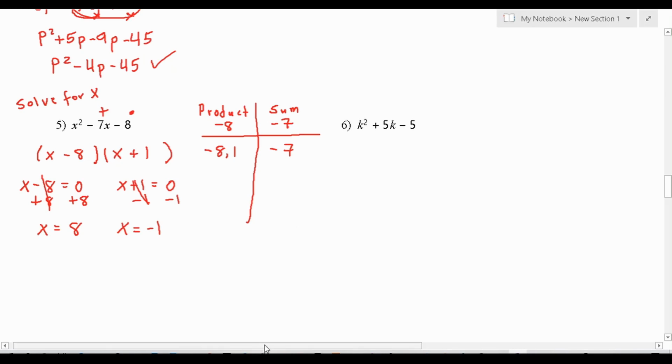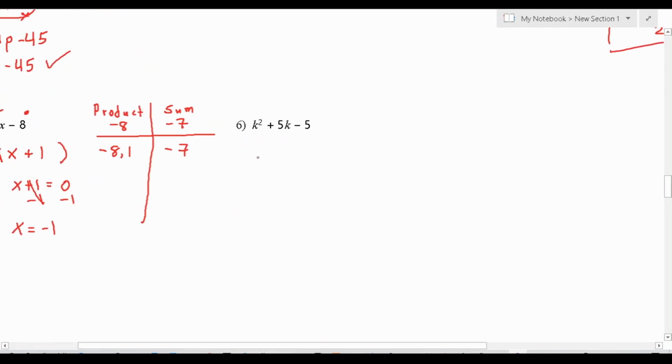Again, more often than not, the form of these is going to be k. And in this case, we're looking for two integers that have a product of negative 5. So this is going to be multiplication and add to positive 5. So if you want, you can set up a little t-chart. Again, the two integers are going to have a product of negative 5 and a sum of positive 5.